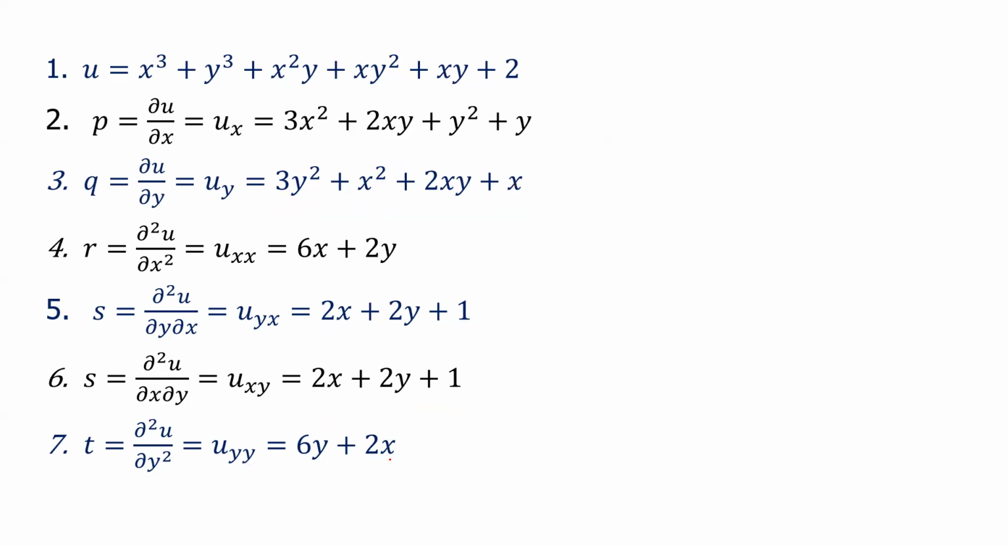So the first two are the partial derivatives of u with respect to x and y of order 1, and the remaining 4, actually remaining 3 because these two are the same, are called second order partial derivatives of u with respect to x and y.